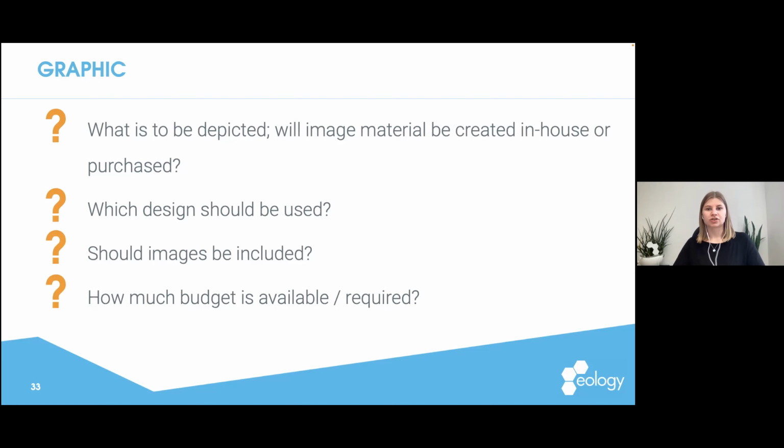If you want to publish a graphic, you have to think about what is to be depicted, and will there be image material created in-house? Will you hire a photographer, or do you just want to purchase a database of images and pictures? Which design do you want to use? After all, do you need images? And how much budget is available or even required for your graphic?